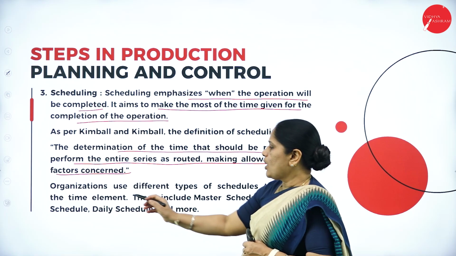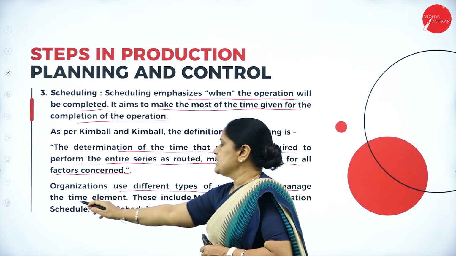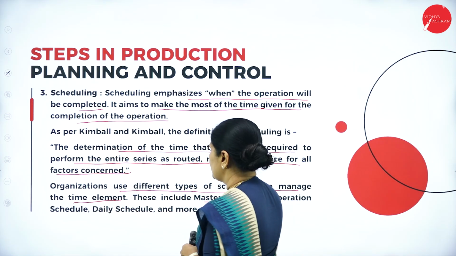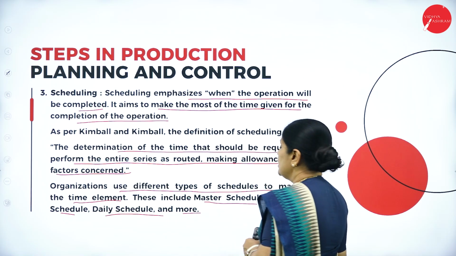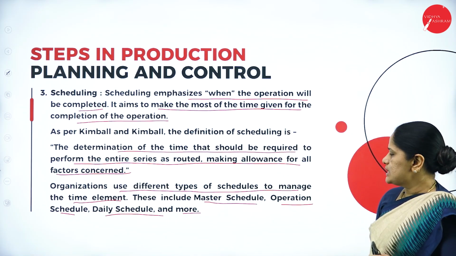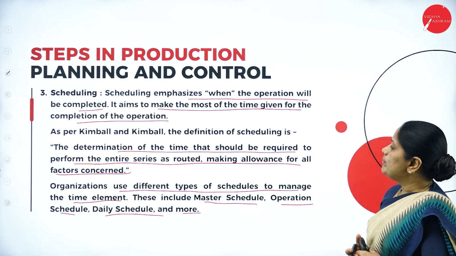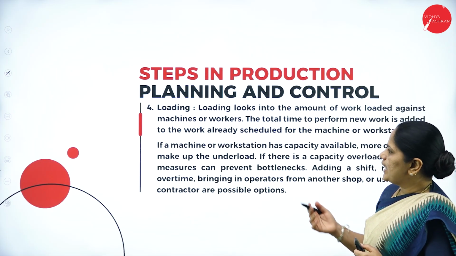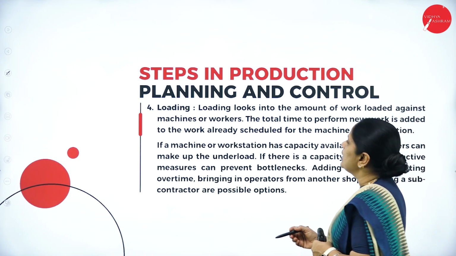Organizations use different types of schedules to manage the time element. These include master schedule, operation schedule, daily schedule, and more. So, with the help of the master schedule, operation schedule and daily schedule, we will be able to schedule the production process. Then, the fourth step in the production process is loading.